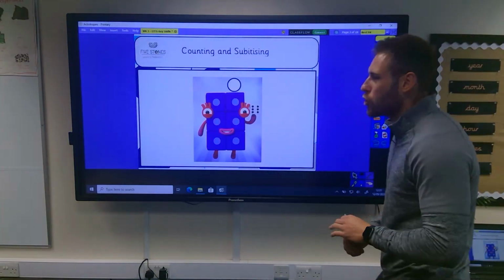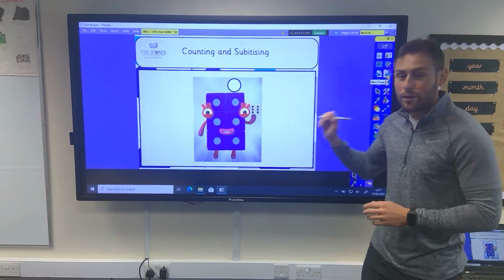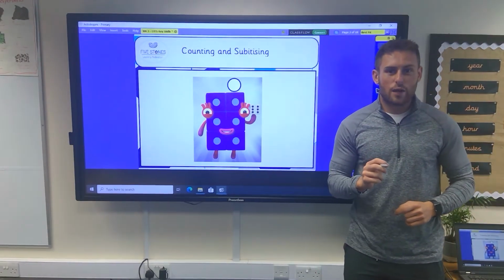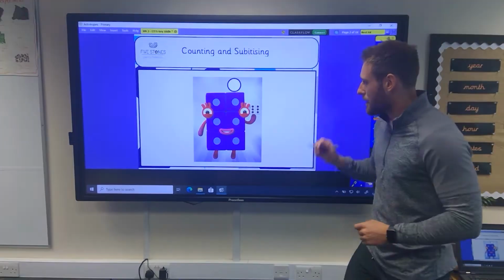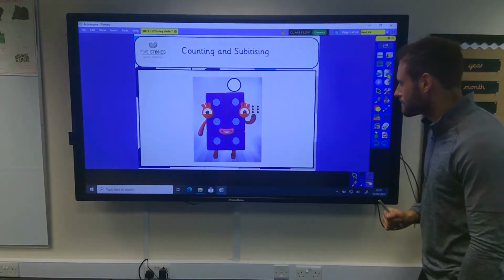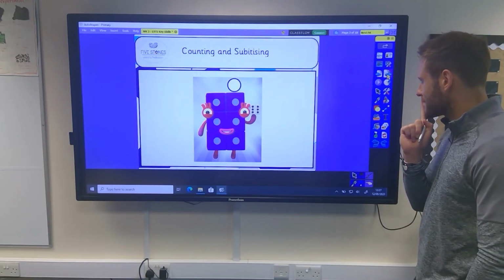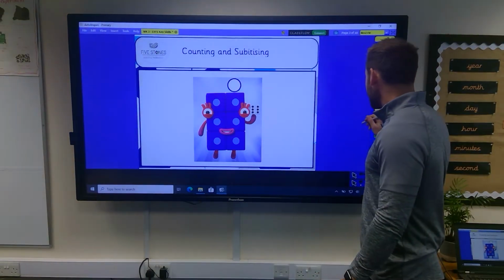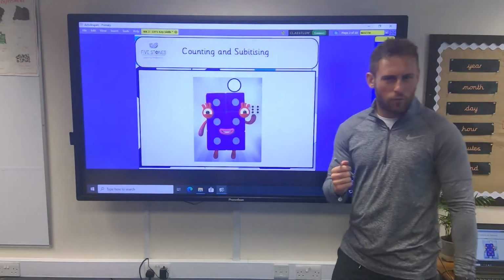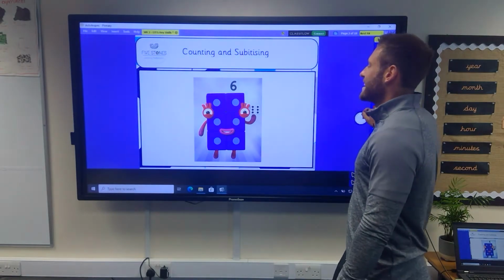We have a number blocks character. It's a different one to the last session that we did, but we do have a number blocks character and some of you might know this character really, really well. I want you to have a little bit of thinking time to think which character might that be. Off you go. Have you figured it out? Do you think it's character 5? No. 4? No. You're right. It is number blocks character 6.